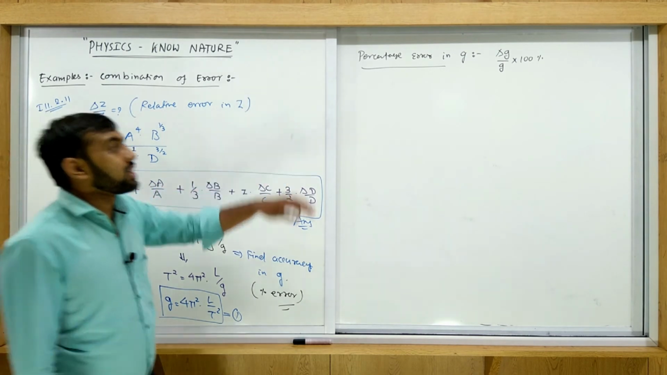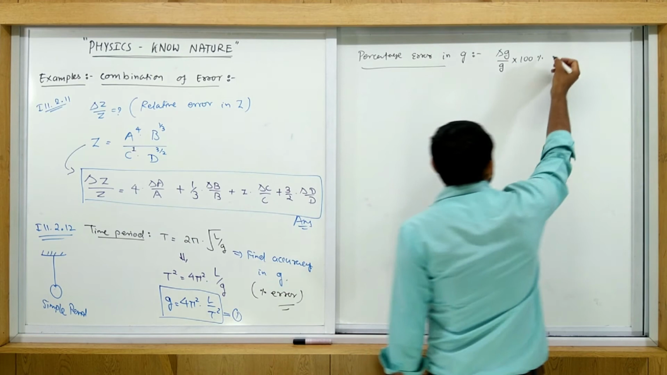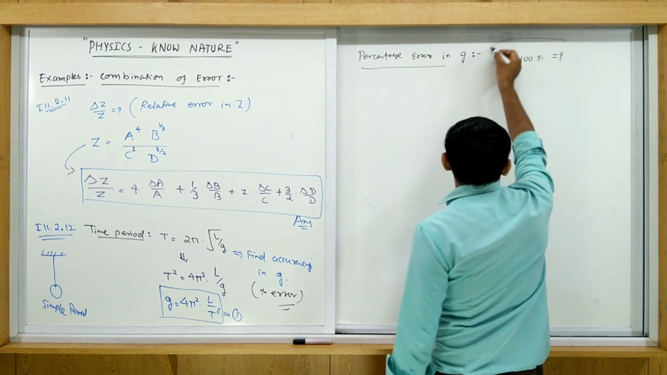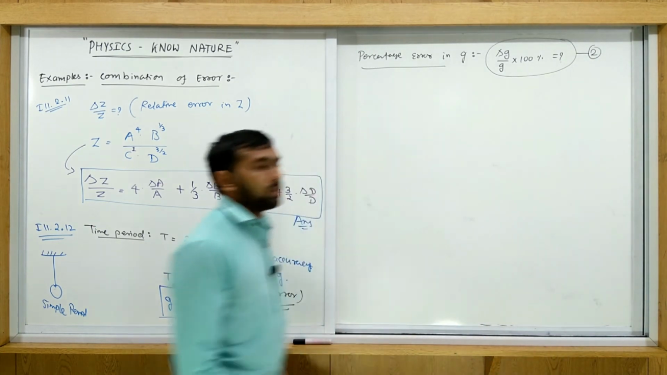It means relative error multiplied by 100%. This is called relative error multiplied by 100%. That is our motto for this example. So consider this equation number 2.